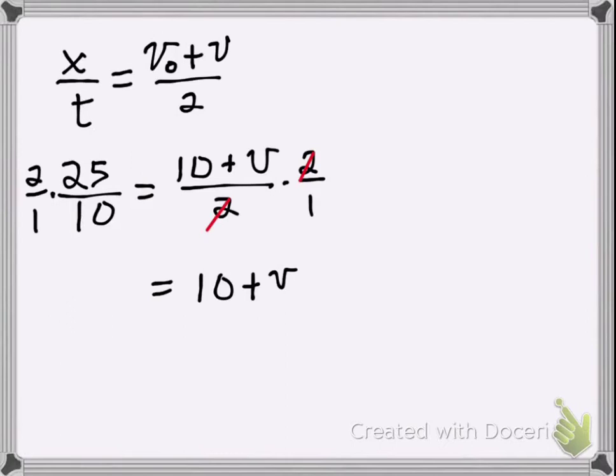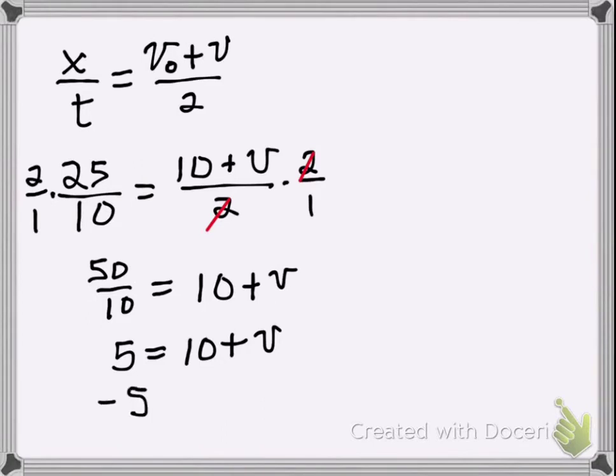On the left side of the equation, if we multiply this out, we get 50 over 10. And then if we reduce 50 over 10, we can reduce that to 5 equals 10 plus v. And then I'm going to subtract 10 from both sides of the equation, which gives me negative 5 is equal to v, or in other words, that v is equal to negative 5 meters per second.